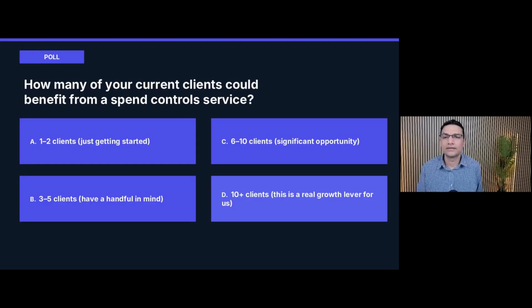So, time for a quick poll. Poll number 2: how many of your current clients could benefit from a spend control service based on the assessment I just walked you through? I'm just curious to see.